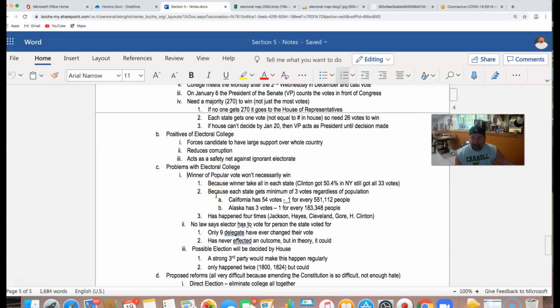Now, every state's guaranteed at least one member of the House based on population, even if they don't have 750,000 people in it, they still get one, okay? So Alaska, Wyoming would be states that don't have that big of a population. They still get one. And then your 2 senators, they get 3. So the fewest a state could have is 3, okay?